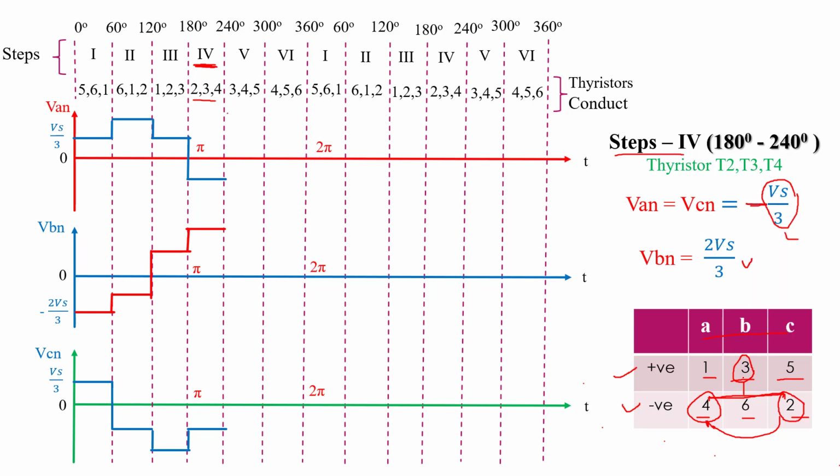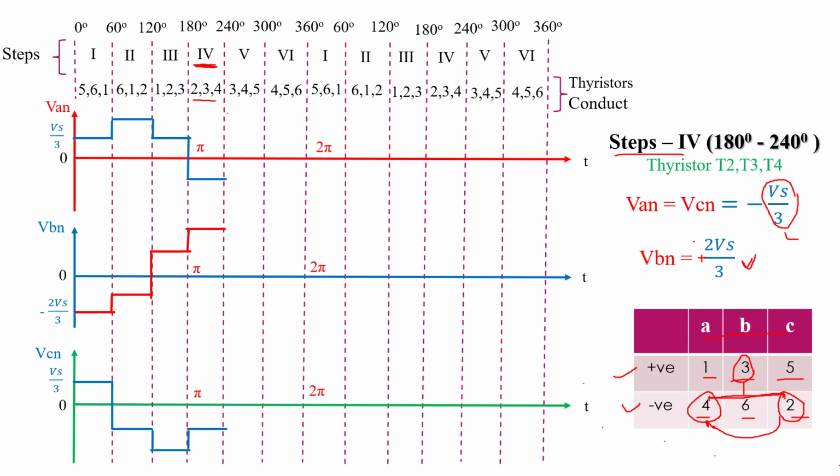Phase B thyristor is connected in a single branch. So the voltage across the single branch thyristor is 2 Vs by 3. What about the polarity? This is the positive group thyristor, so the polarity is also positive. So in this way we calculate the phase voltage by using this shortcut method.